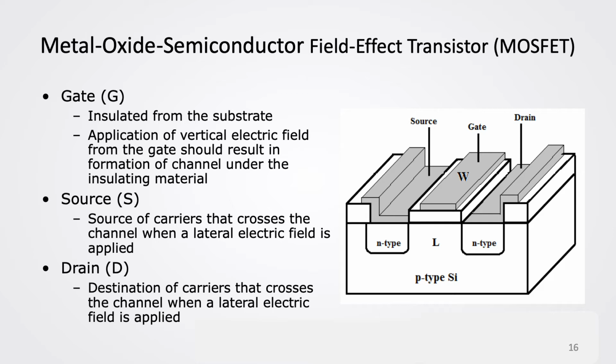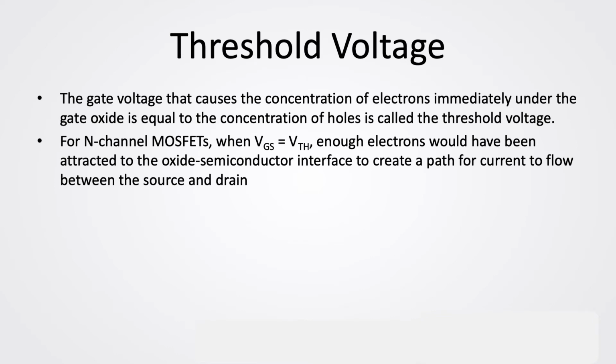And then the drain is the destination of the carriers that cross the channel, again, when that lateral field is applied. Now, the gate voltage that is needed to form that channel is what we call the threshold voltage.